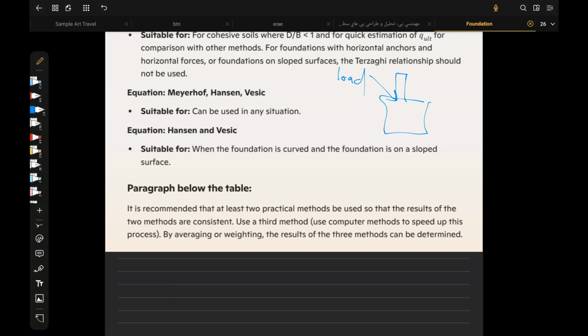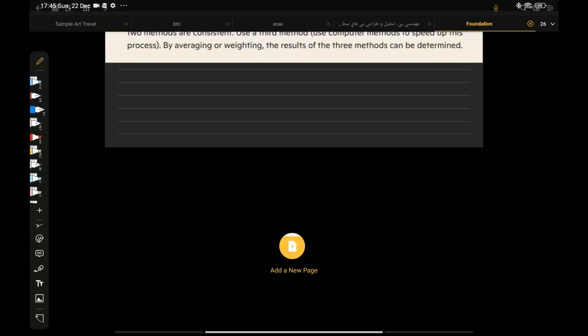It is recommended to use at least two practical methods so that the results of the two methods are consistent. Use the first method, and use a computer method to speed up the process. Okay, let me give you an example of this.